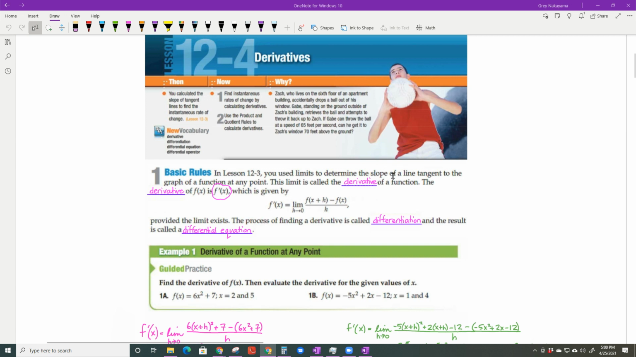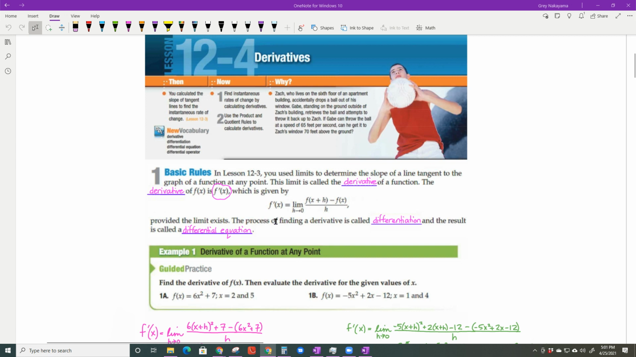Well, we use limits to find those. That's what this definition right here is: the limit of a function as h approaches 0 of f of x plus h minus f of x all over h. Okay, that is the limit. The limit is equal to this notation, f prime of x, and that is known as the derivative of f of x. It's read f prime, okay?